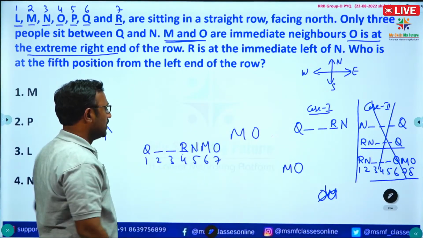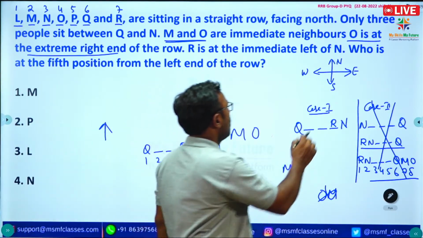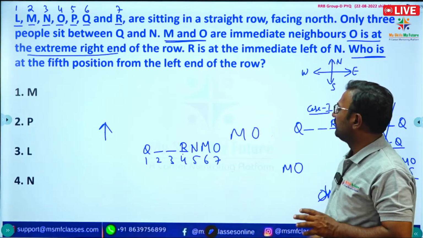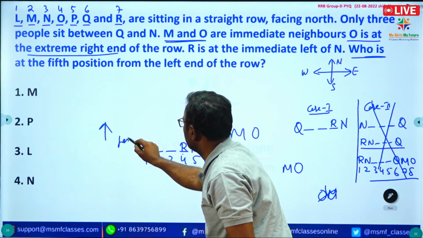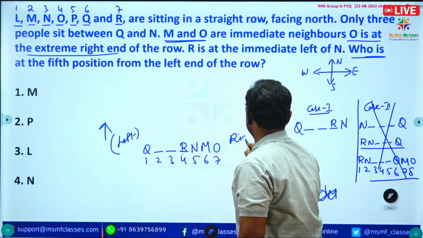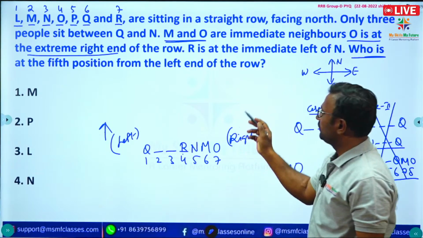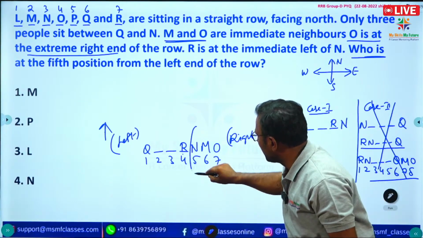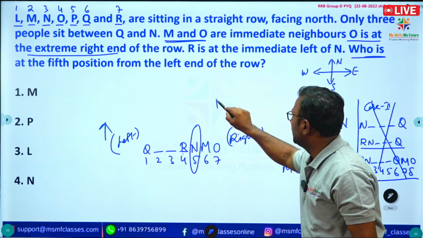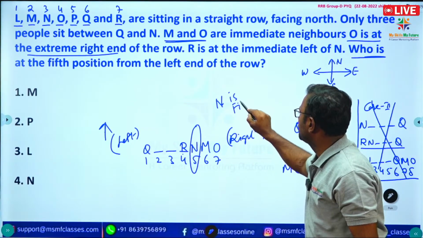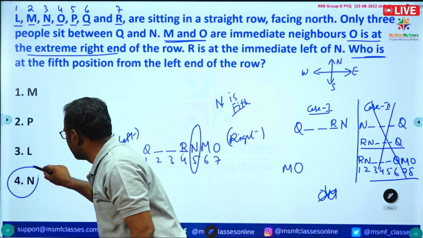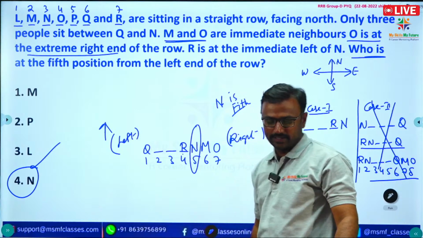So take case 1. Right, what is our question? Who is in the fifth position from the left end? So this is the left end and this is the right end. So who is fifth from the left end? Writing from left, 1, 2, 3, 4, here N is in the fifth position. M is the fifth position from the left end. So option 4 is correct. Next question.